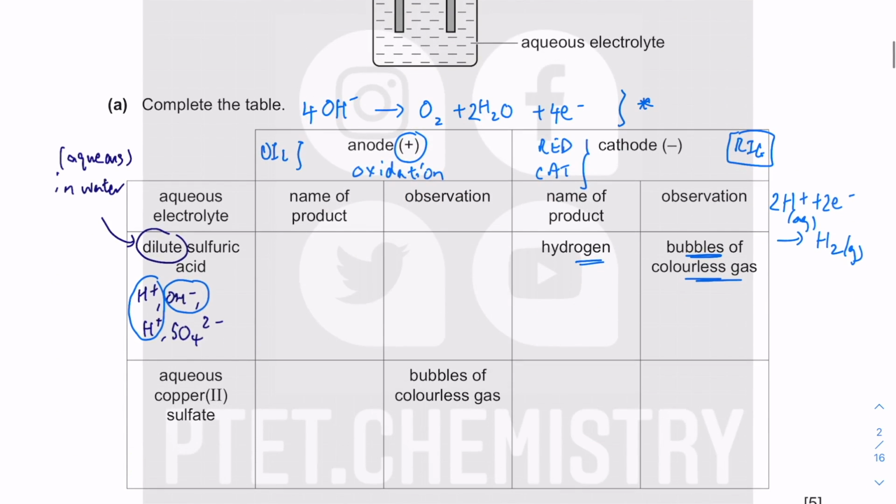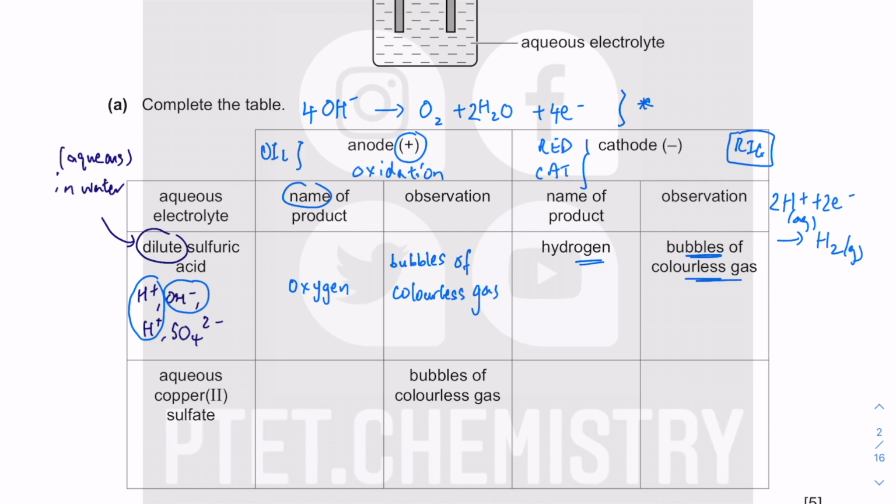So the name of the product that we're going to get will be oxygen. We can't give the formula because they specifically asked for the name. And oxygen is a colorless gas, so I'll get the exact same observation as on the right hand side. I will see bubbles. I do not see a colorless gas, but essentially there's a gas produced because there are bubbles. So that's how I know it's colorless, because I don't see any color, but I know there's a gas because I see bubbles. Aqueous copper 2 sulfate, I will have copper 2 plus.